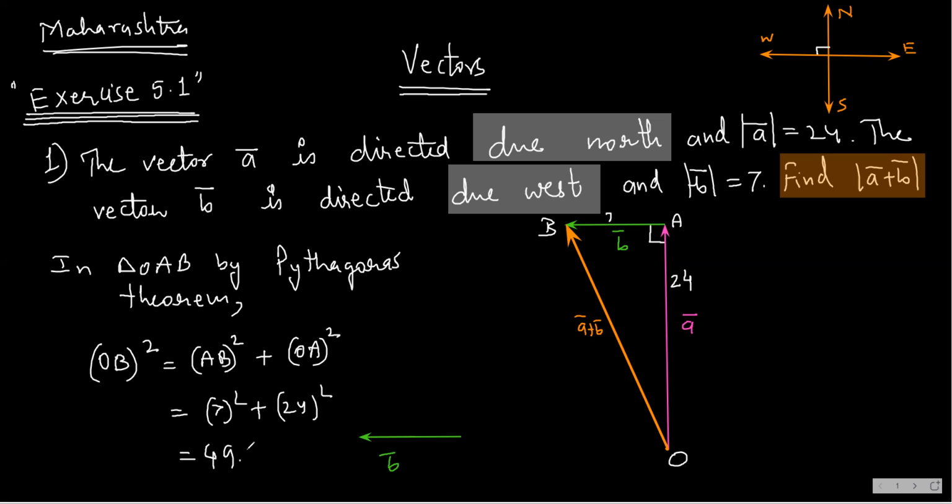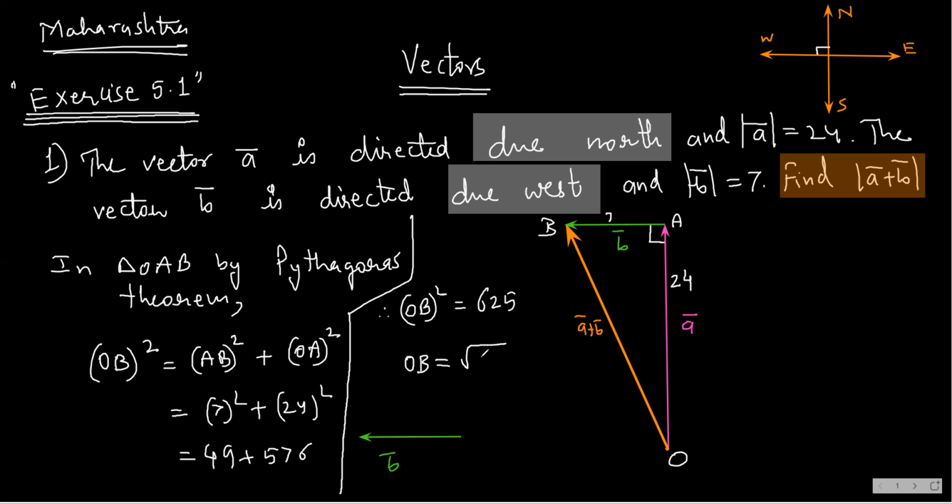So this is 49 plus 576. So how much is OB square? Therefore OB square equals 625. So we got OB as square root of 625. So OB equals 25. Now this OB which you got as 25 is nothing but the mod of a bar plus b bar. So you finally got, therefore, mod of a bar plus b bar is equal to 25. See, very simple question. I hope you followed it.